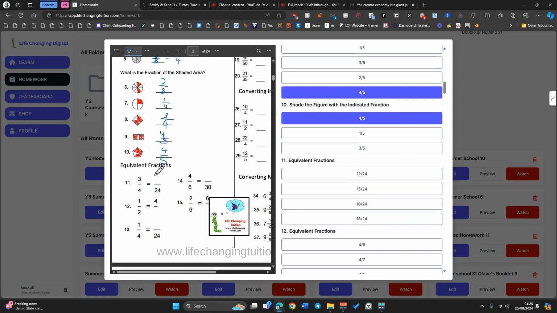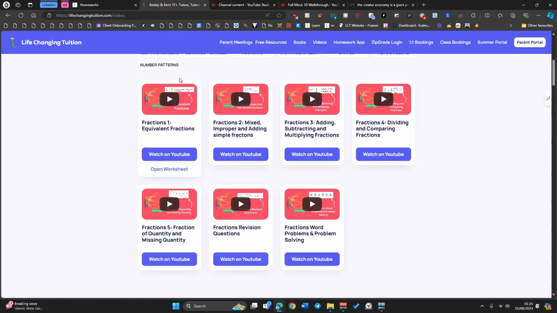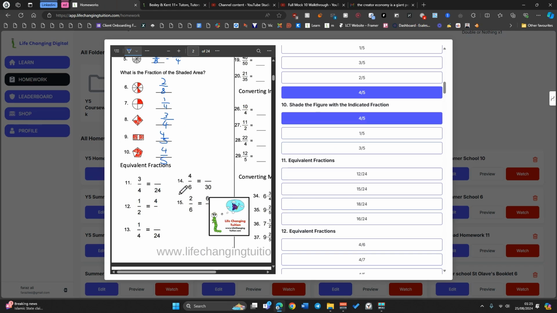3 over 4, we have to do equivalent fractions now. Again, if you've been taught this in class, if you don't understand it, it's a good idea to watch the video here. You can see here, fractions 1, equivalent fractions. That will teach you how to do it. I'm also going to obviously go through it here as well.